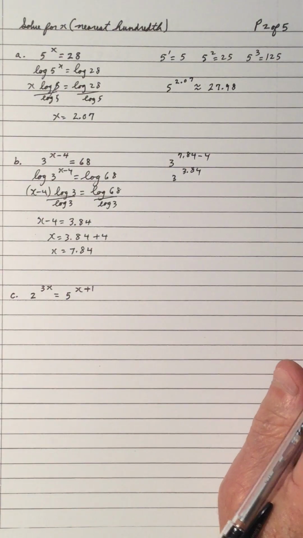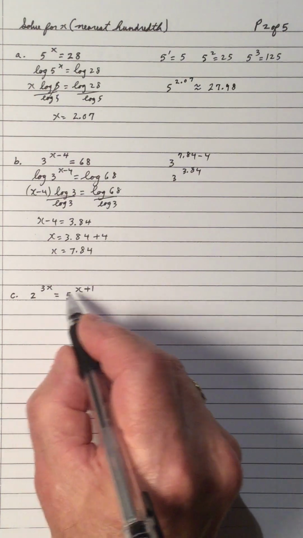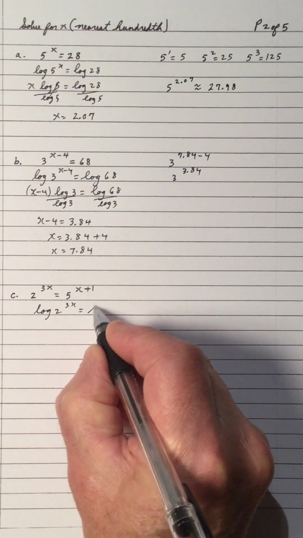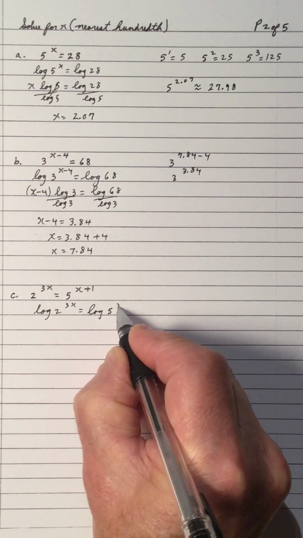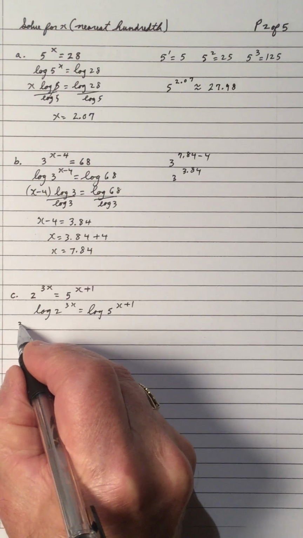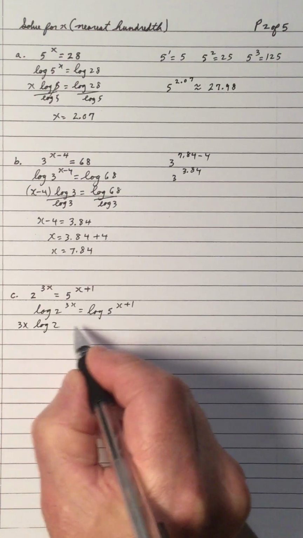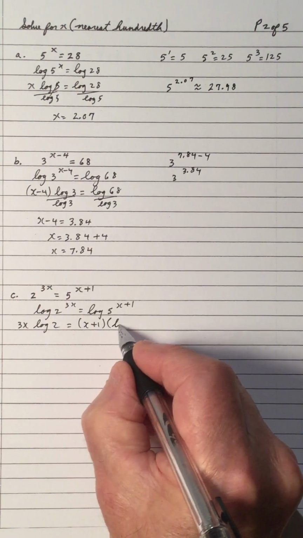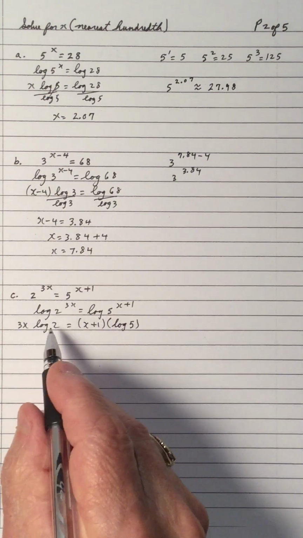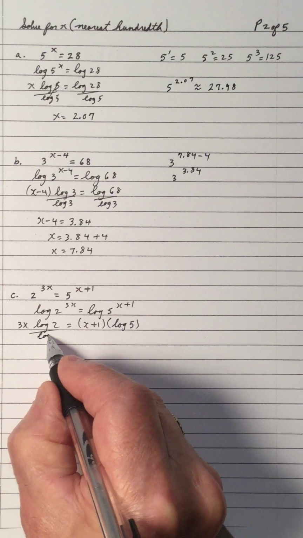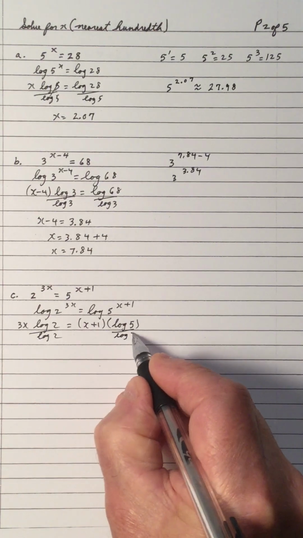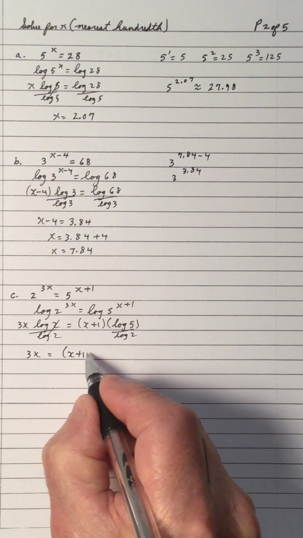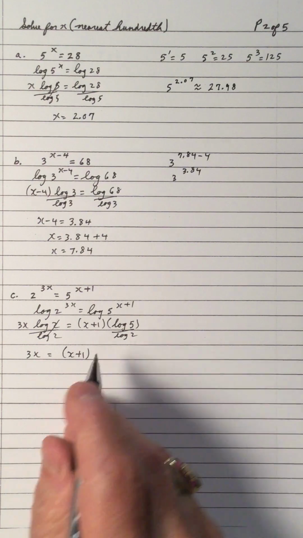Okay, we have another one to do. Notice this x is on both sides, but x is in the exponent, so we have to do the log of both sides. Because of the power rule, the 3 to the x exponent moves in front of the log 2, and the x plus 1 moves in front of the log 5. And again, we can divide by log 2 on each side. So that cancels, and we get 3 to the x equals x plus 1 times log 5 divided by log 2.